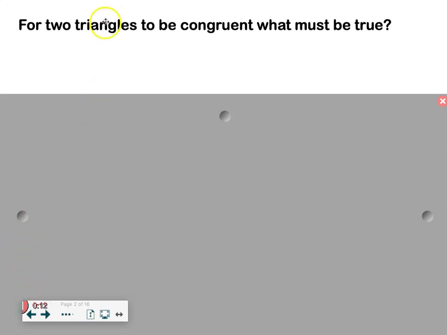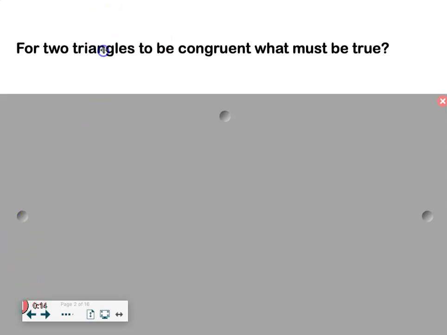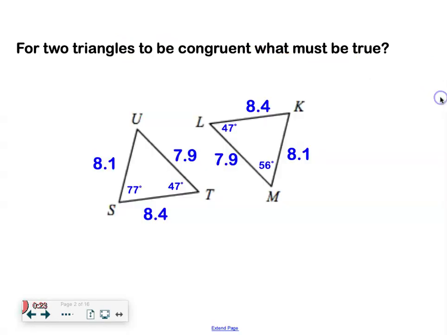What needs to be true for two triangles to be congruent? Like, what do we know? What has to be true? Same sides and measures. Yeah, right. So we would know that these are congruent.